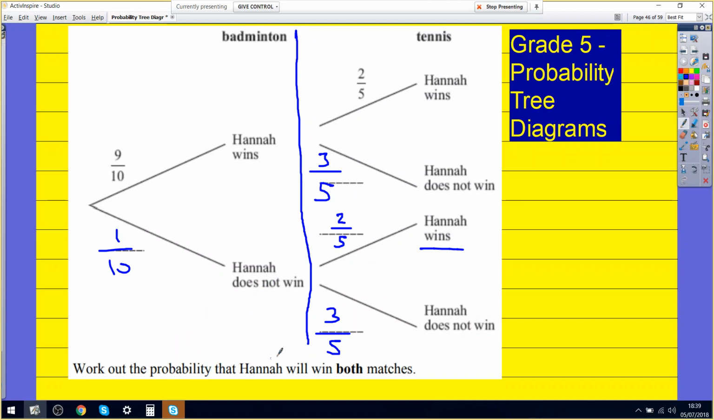Any idea how you do this one? Work out the probability that she wins both matches. How would I do that? Would that be 4 out of 10? So I maybe should have looked at this earlier. Basically, the probability of both, you multiply, and the probability of either or, you add. And so this is the probability that she wins both badminton and tennis.